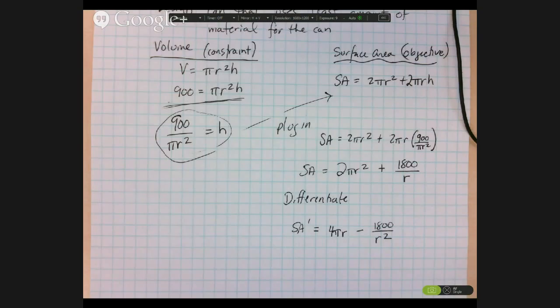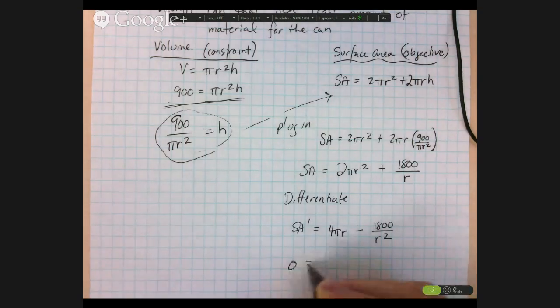You okay with the derivative? It's 1800 R to the negative 1, right? So use the power rule. Bring down the negative 1, subtract 1. So it becomes R to the negative 2. Okay. And now set it equal to 0.